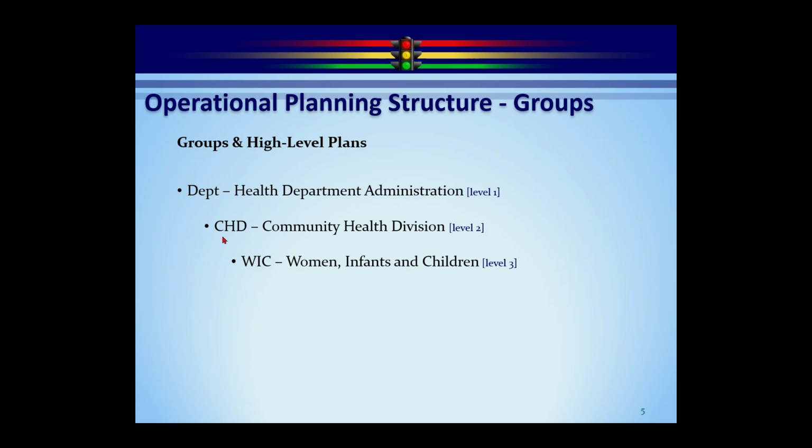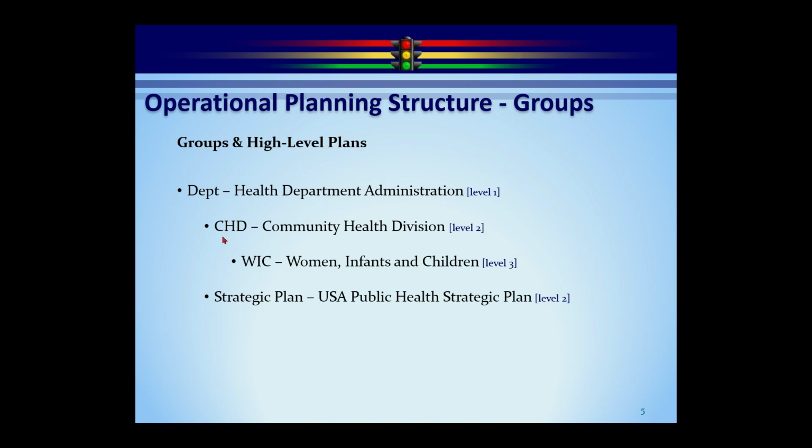Now, it's very simple to move these things around, by the way. If, in fact, WIC got promoted, let's say, to be a department level group, then what you can do is change what we call the parent group. In this case, the parent group is now community health. You change it to department, and then you change the level from a level 3 to a level 2, and poof, it's up there at the department level.